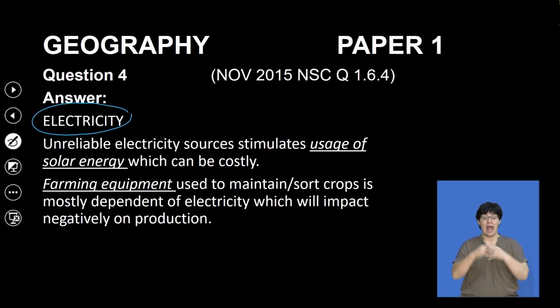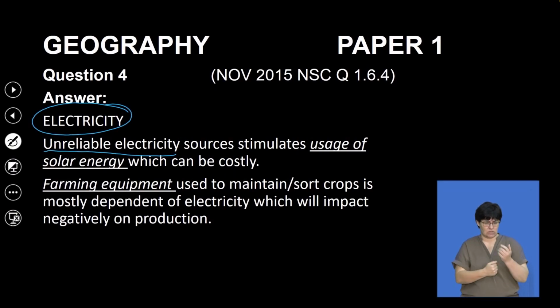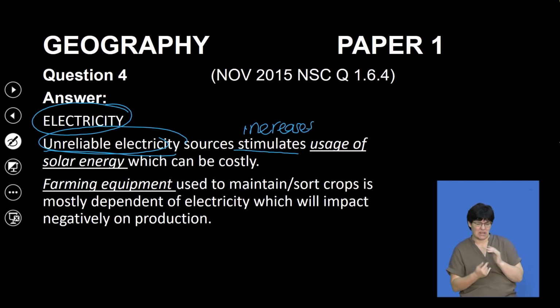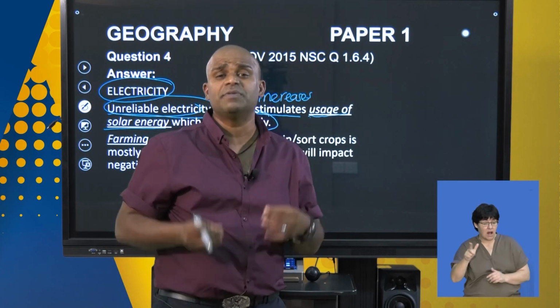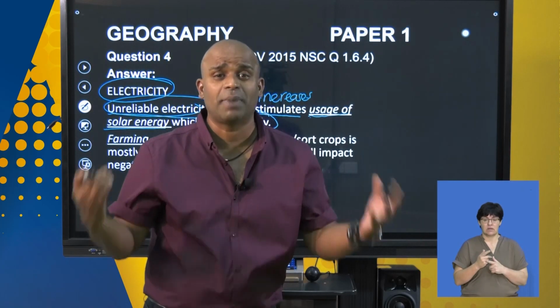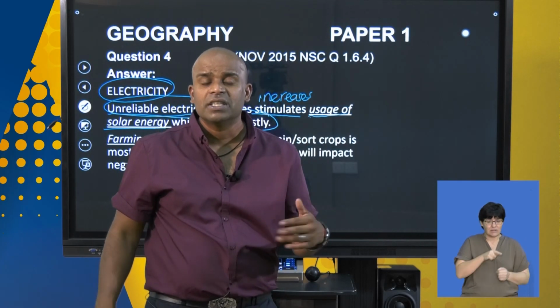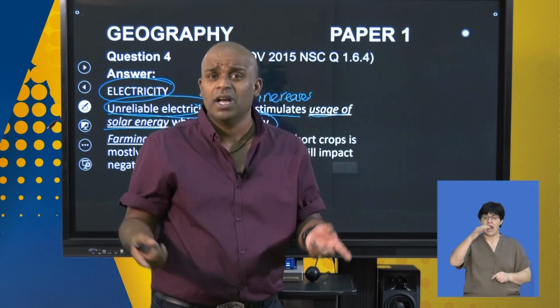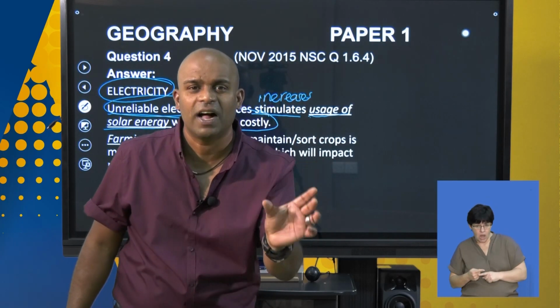In terms of electricity, notice how I've qualified electricity. Unreliable electricity sources stimulates, let's use the word increases, because it means the same thing, usage of solar energy, which can be costly. What are we saying here? Remember, the Vaal River is responsible for the generation of hydroelectric power. What does this mean? A polluted Vaal River will reduce the value of hydroelectric power. So what are we forced to turn to? Solar power.